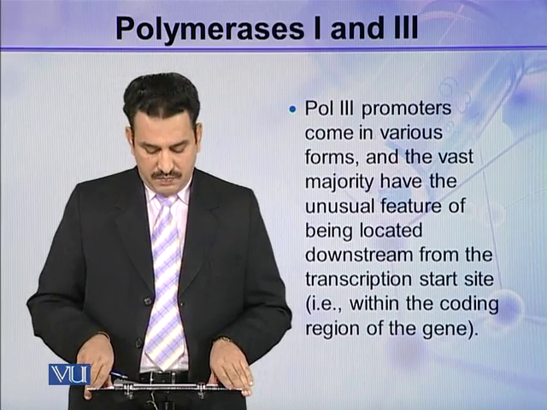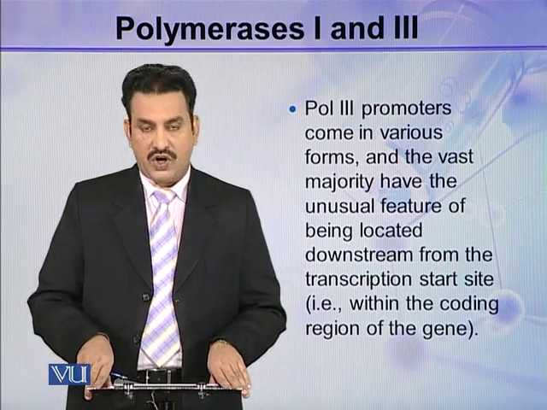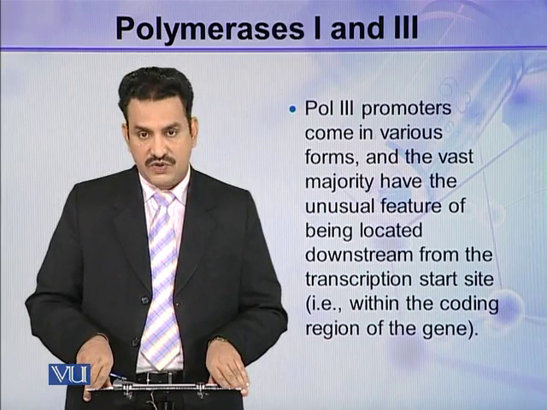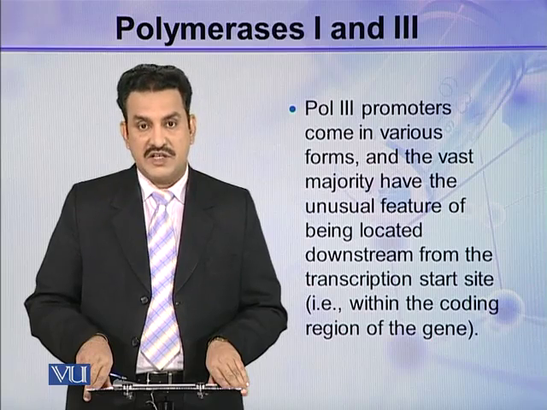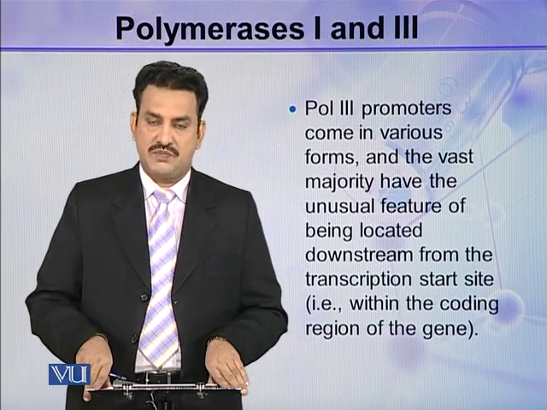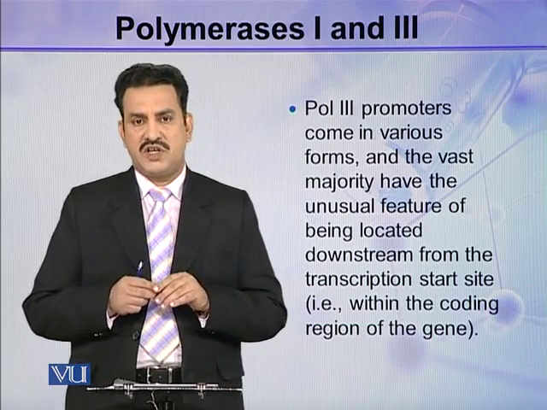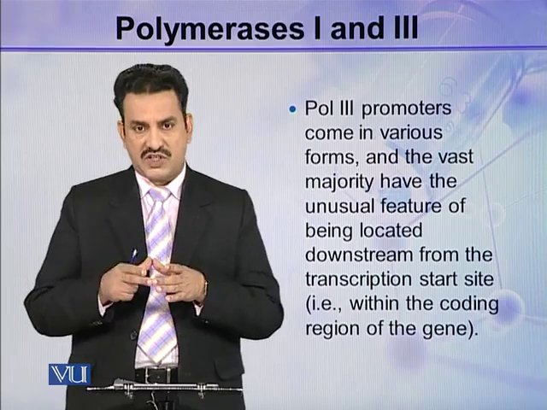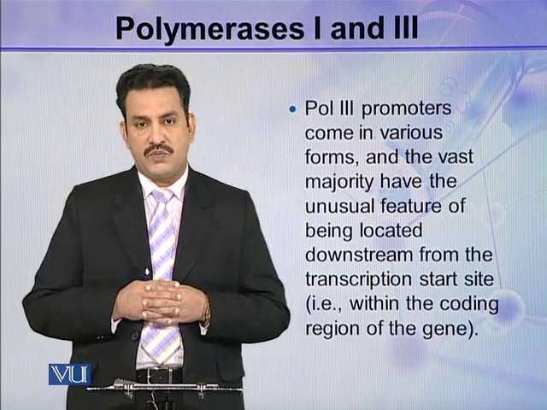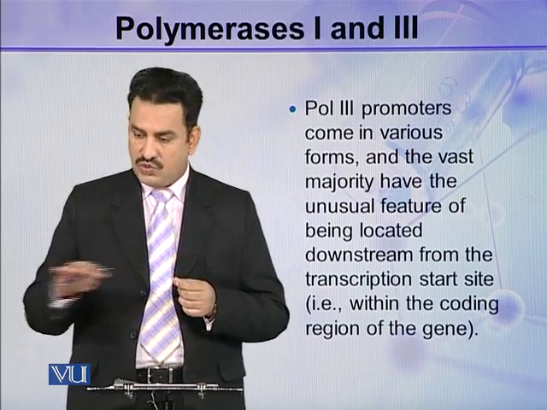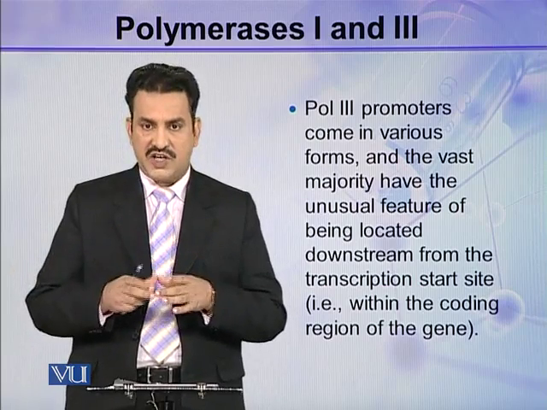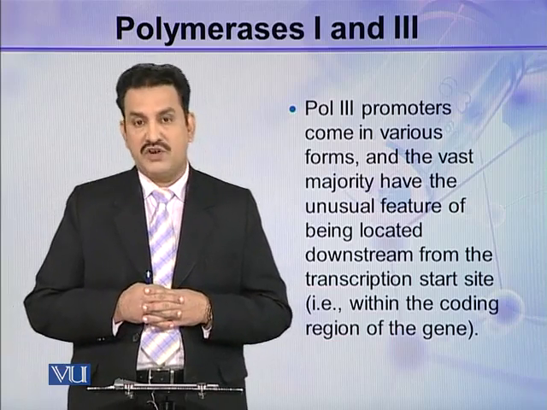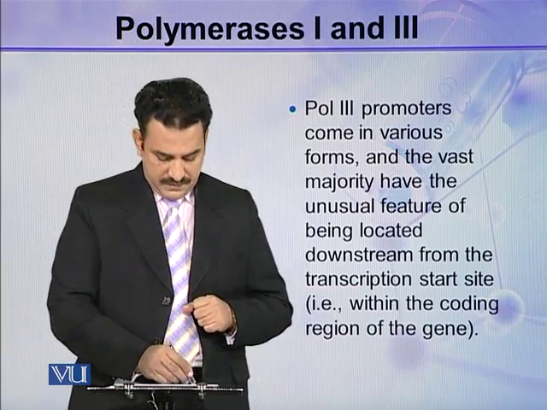Polymerase 3 promoters come in various forms, and the vast majority have the unusual feature of being located downstream from the transcription start site. So all the promoters are present upstream from the transcription start site, but the promoters for polymerase 3, they are present downstream from the start site of transcription. So they come within the coding region of the gene.